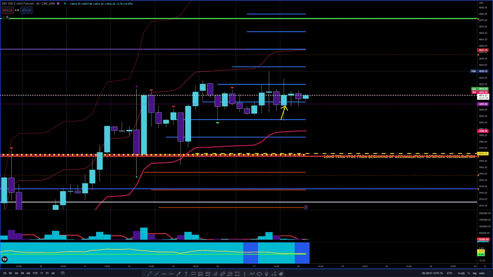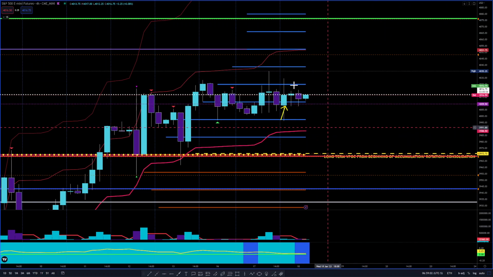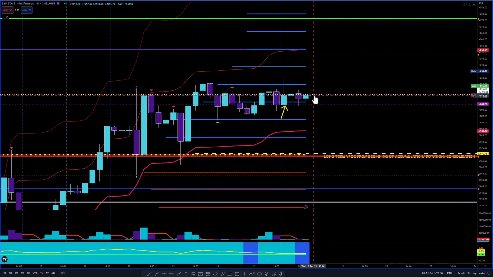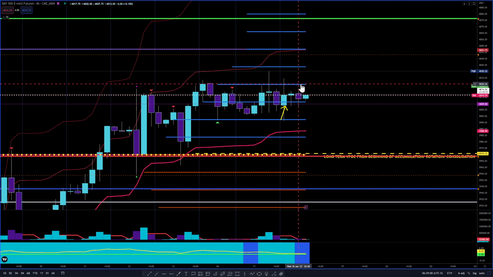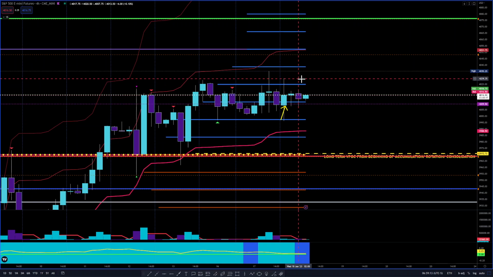at this area. Let me see what level is that. So we tested this area right here around 4008, and we're getting support off of that area. So the highs of the range is in play right now. 4025, we could get up to like 4029.